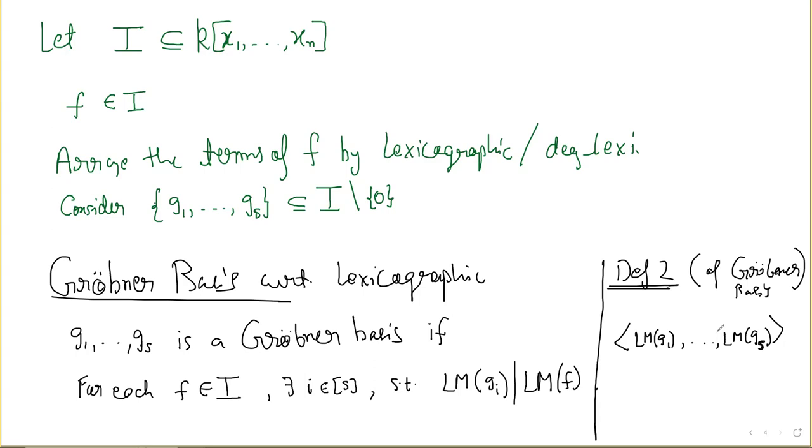No, no. Do you mean to say that this collection, this ideal, is equal to this? What I mean is that the leading terms over all the polynomials in the ideal, these two are equal. So my question is, is this the definition?